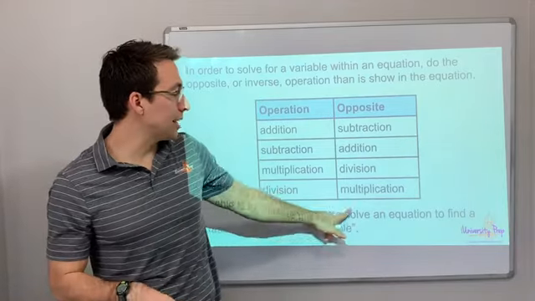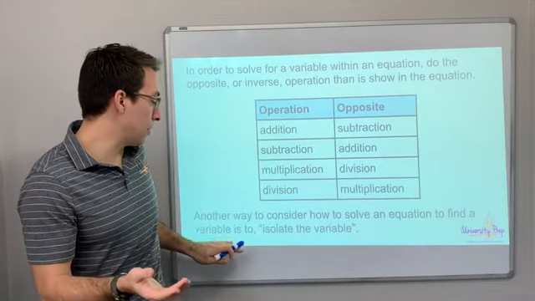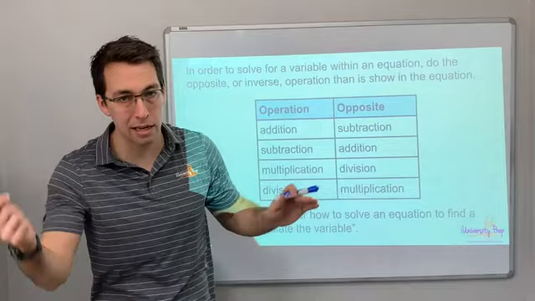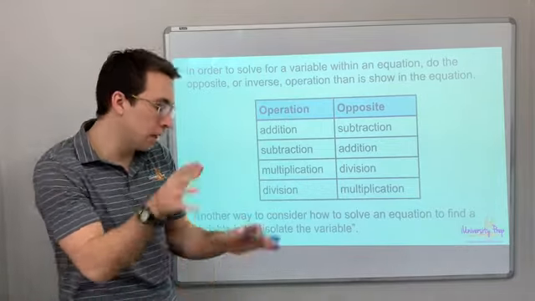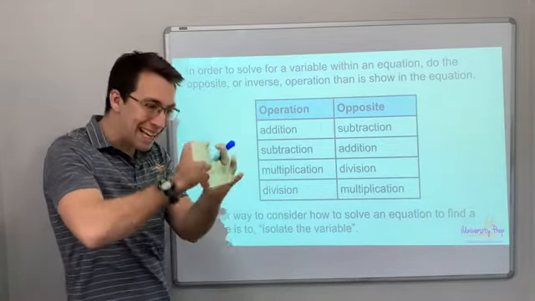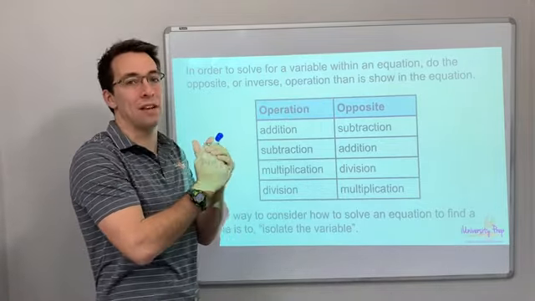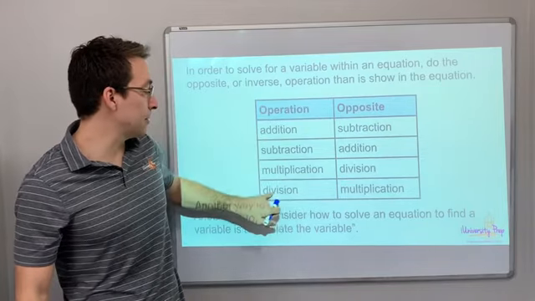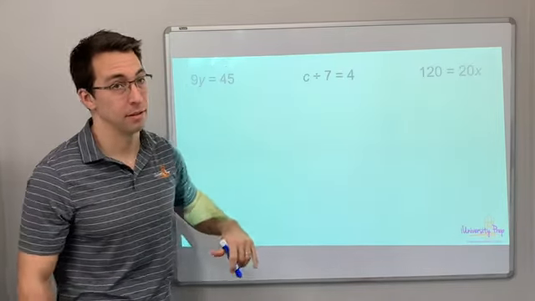So another way to consider how to solve an equation for a variable is to isolate the variable. I didn't say that last video, but this video I'll introduce it. You want to isolate the variable, and then we can solve for it. So the opposite of multiplication is division. The opposite of division is multiplication.